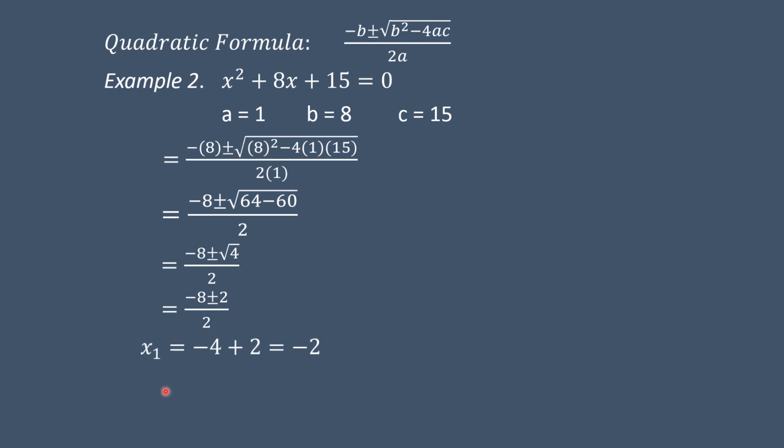And then our first solution is x sub 1 equals negative 4 plus 2, which is negative 2. And our second solution is x sub 2 equals negative 4 minus 2, and that is equal to negative 6.